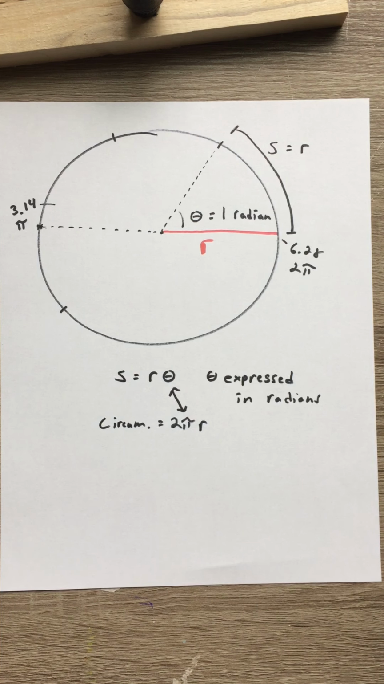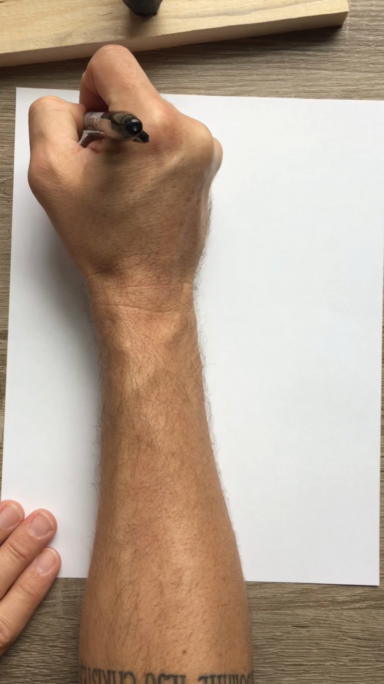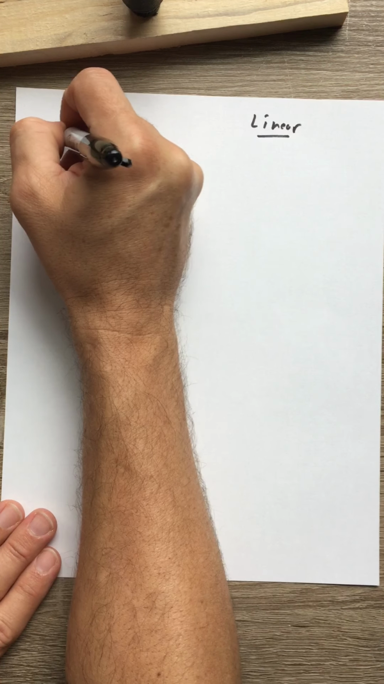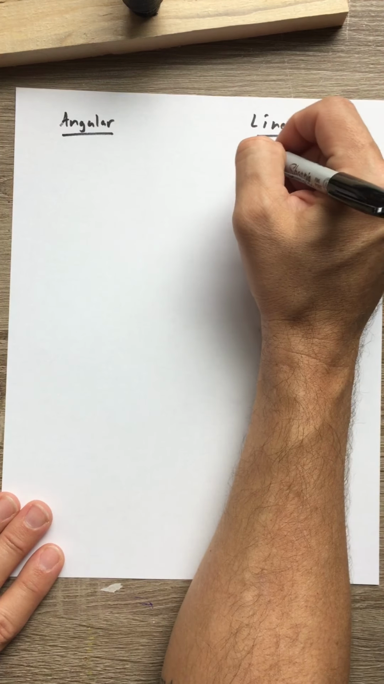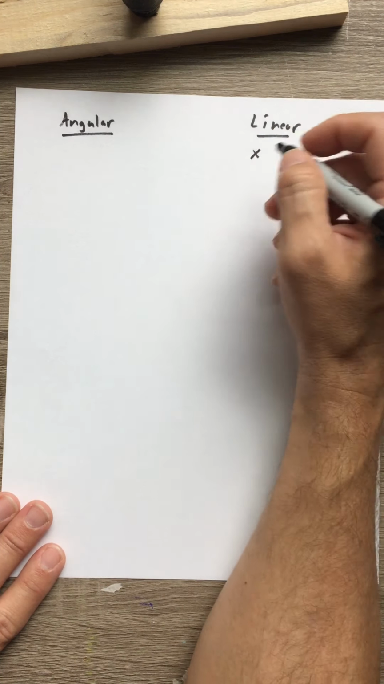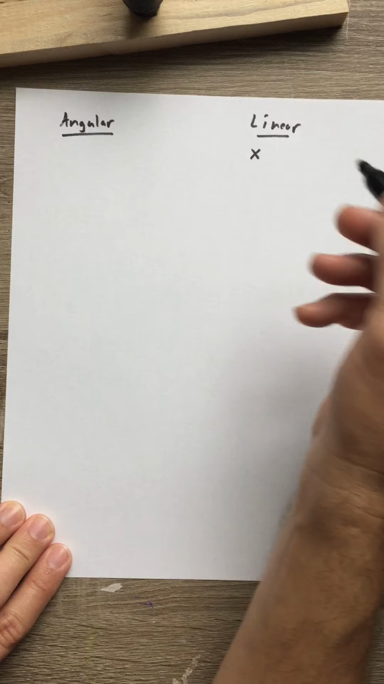So what I want to do now is start to talk about other ways to express angular variables. And what I'm going to do is make a chart here side by side, where I have my angular quantities here, my linear quantities here. We know the linears, most of them. We need to talk about the angulars. Where did we start with linear motion? We started by talking about a position, which we usually denoted as x. X, of course, has units of, in this class, meters, or some sort of linear measurement.